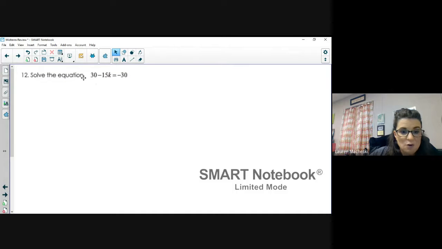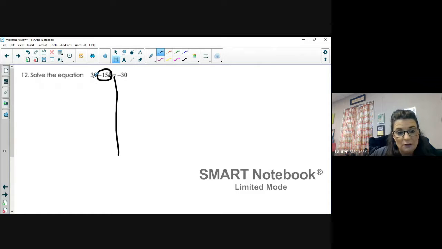All right, let's look at the equation that I have in number 12. So it looks to me like I have a k, and I think that's what they want me to solve for. I don't have any like terms on the left. I don't have any like terms on the right. So I think about what type of k that is. Well, that's a -15k, so I can't touch that until I get rid of that plus 30.